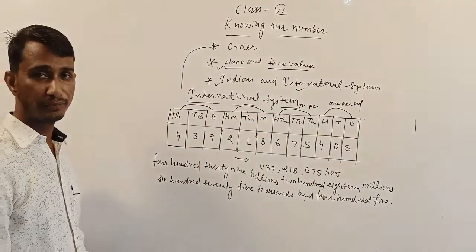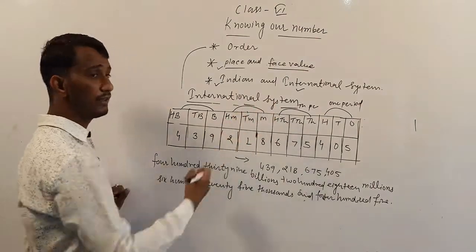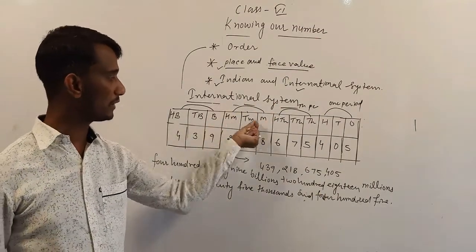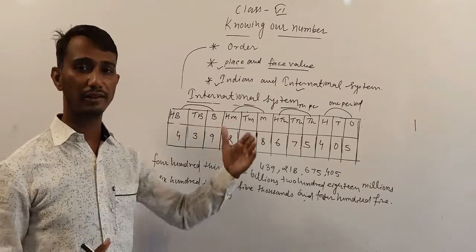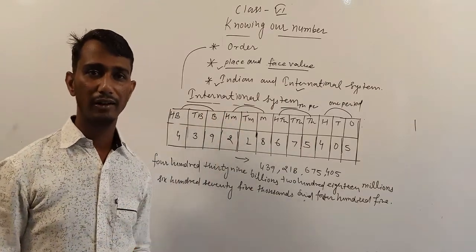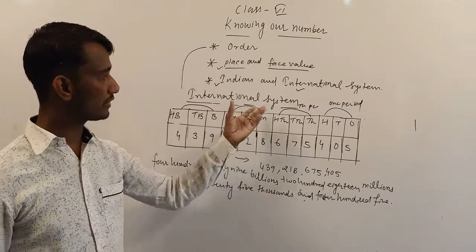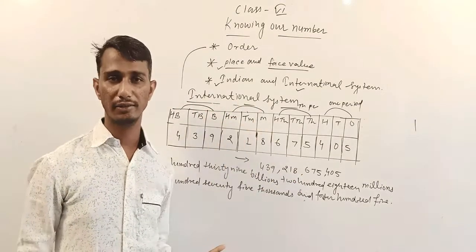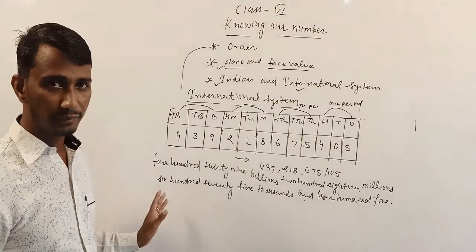Also, in the place value chart, in the Indian system we use lakh, ten lakh, crore and ten crore, but in the international system we use million and billion to write large numbers. Mostly this system is used for writing and reading large numbers. Are you getting my points?